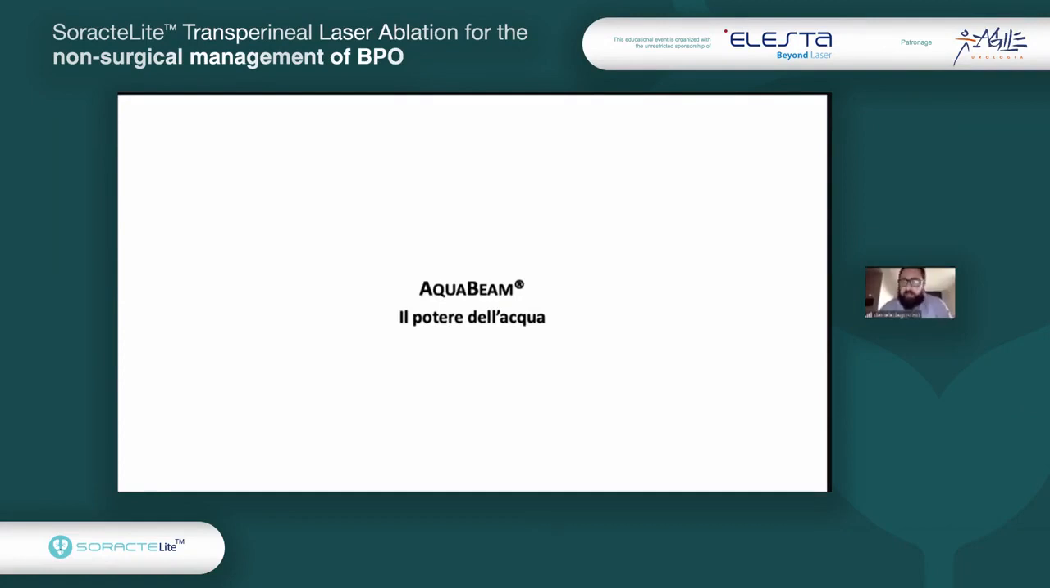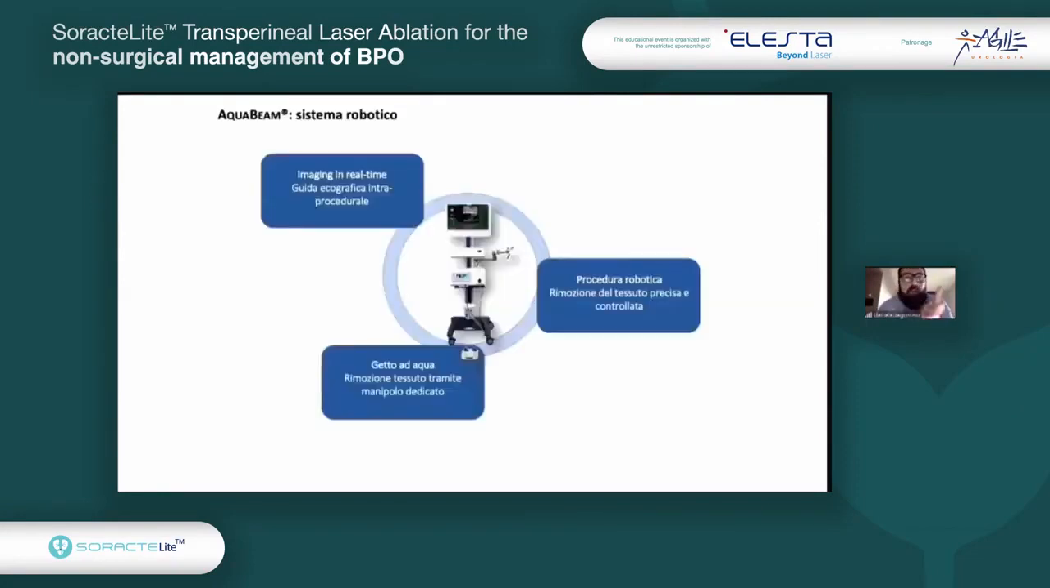I will speak about Aquabeam, about prostatic ablation through the water jet. The Aquabeam is a robotic system, a robotic approach for treatment of BPH, and it is the combination of three important aspects. The first, the imaging, the real-time check of imaging during the treatment; the robotic ablation of prostatic adenoma; and the energy, the water jet, a high-power water jet.